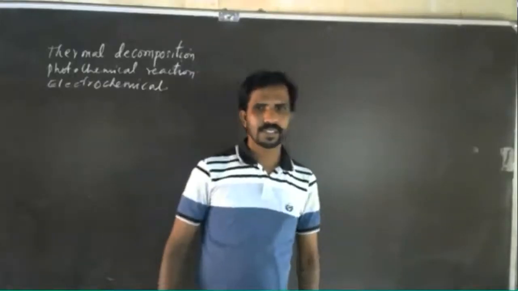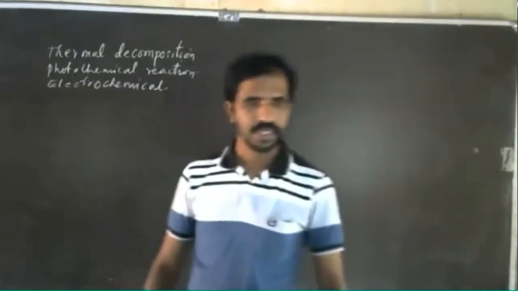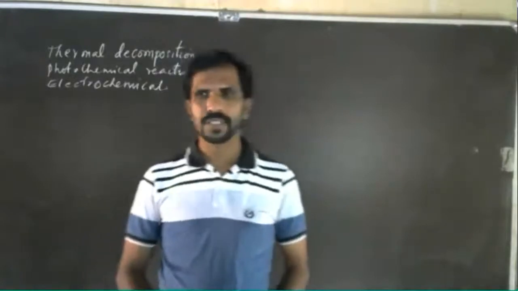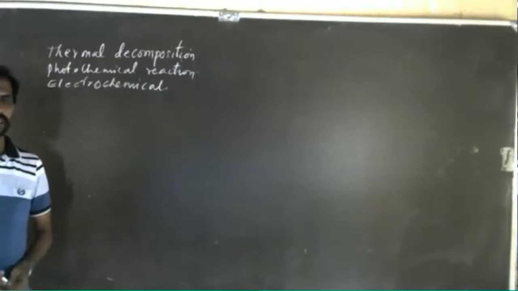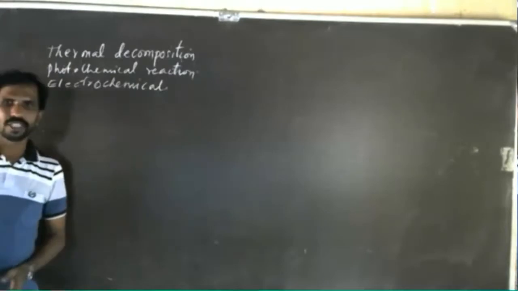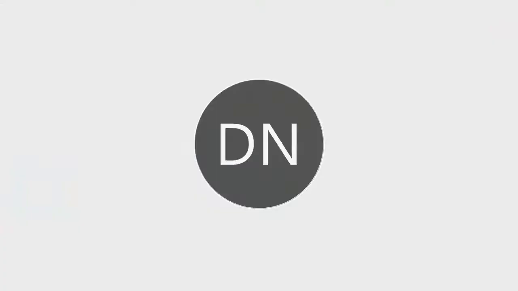In the last class, we studied chemical combination. So let us start with chemical decomposition. Already I told you what chemical decomposition is. If a large compound breaks up into two smaller compounds, then we call it a decomposition reaction.